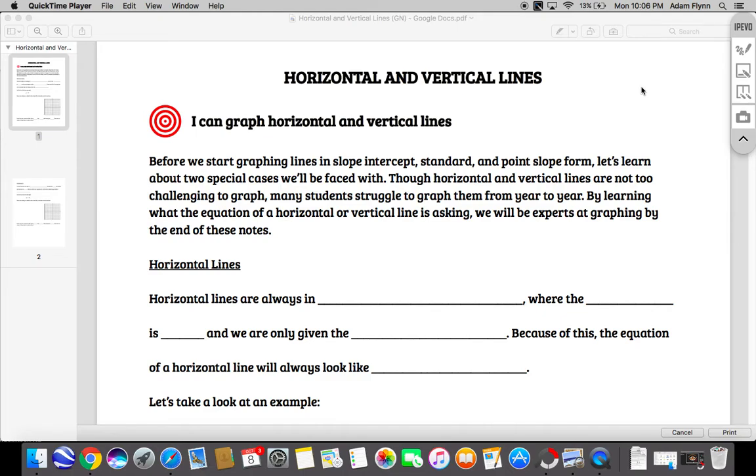This is the guided note video for horizontal and vertical lines. So if we take a look at the learning target, I can graph horizontal and vertical lines.